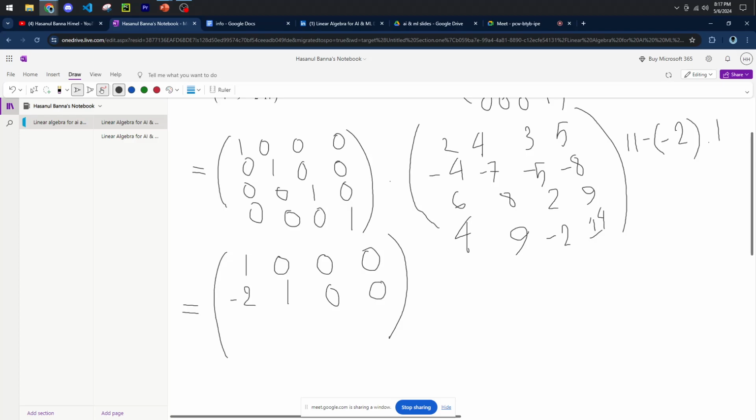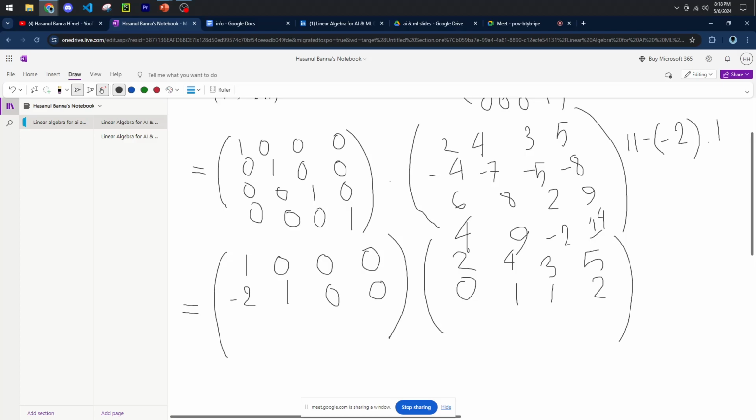Now let's calculate here. The first row will be the same, 2 4 3 5, and now it came to our second row. When we calculate, we will get 0 1 1 2. Now our second row has become 0 in the first column.